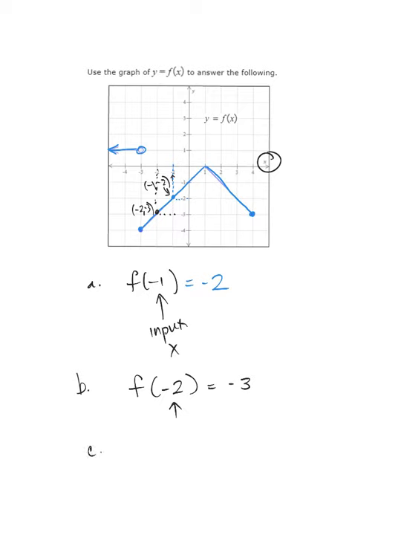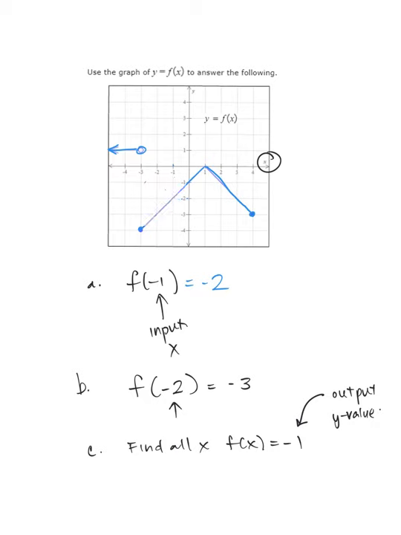Okay, for C, it wants you to find all x for which f of x equals -1. So now this time, it's telling us this is our output or our y value, and which inputs are getting us that. So we got to look at the graph a little bit differently. So here we go. I'm going to erase my work from previous here so I can see a little bit better. And so I'm looking at an output. That would mean my y values, my vertical axis. And here I am at -1.